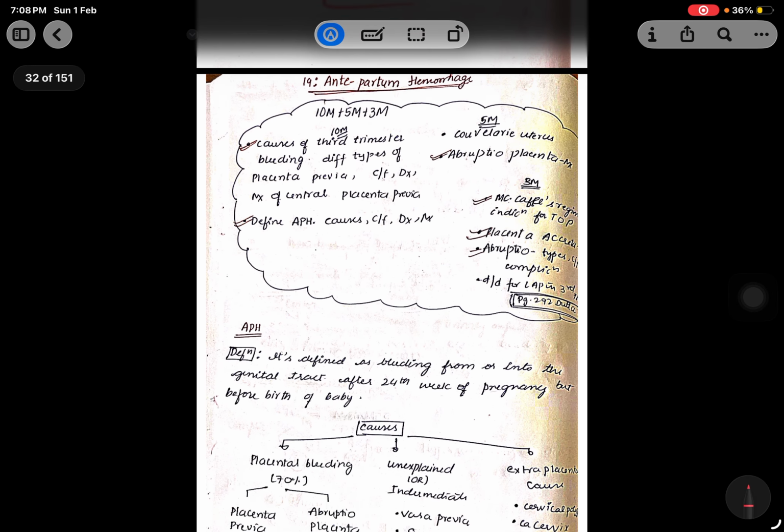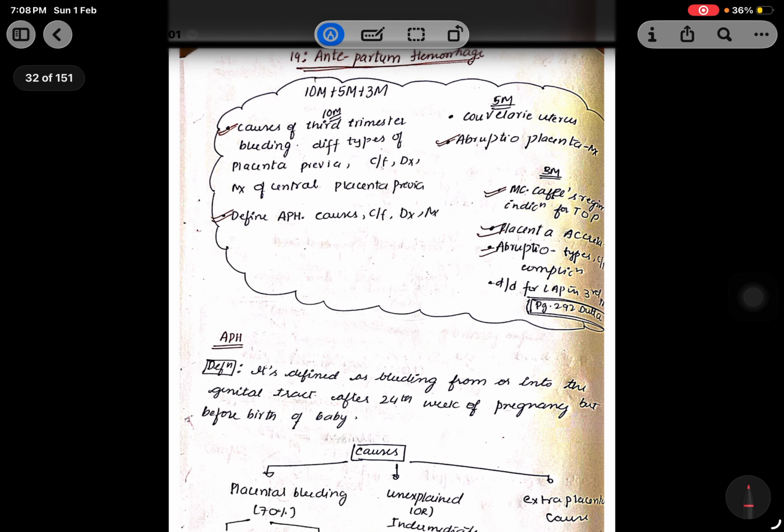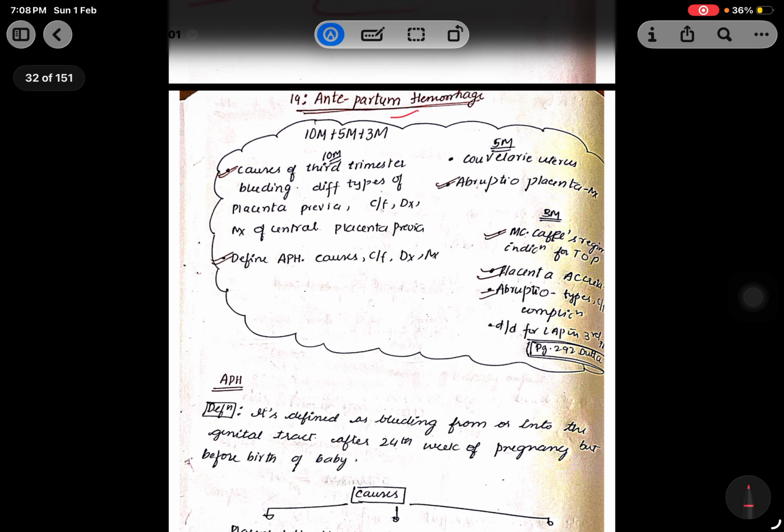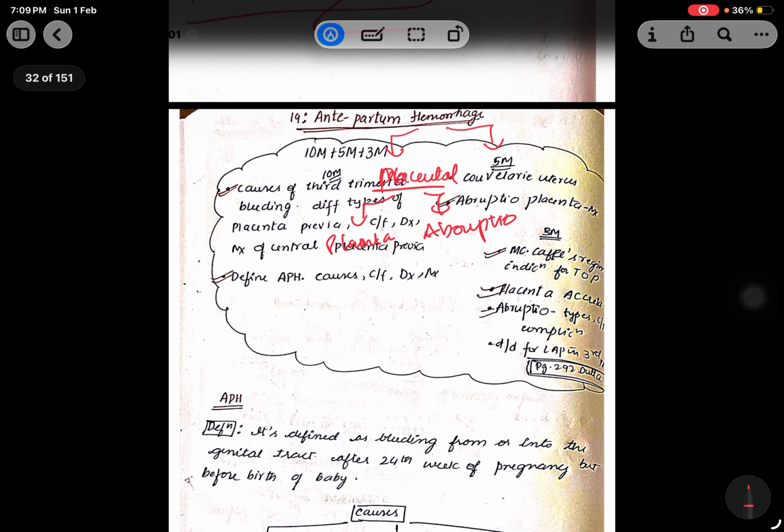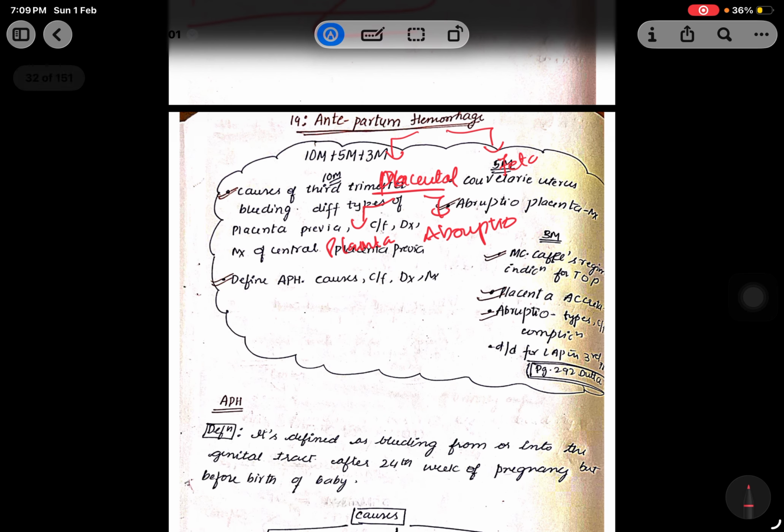Next important thing is APH, that is antepartum hemorrhage. The major clinical things you need to think about are the placental causes itself. So you have either placenta previa or abruptio placentae. Then in the fetal cause, you might have vasa previa. So these are the major causes of antepartum hemorrhage. Though there are many other causes, these are the main ones.